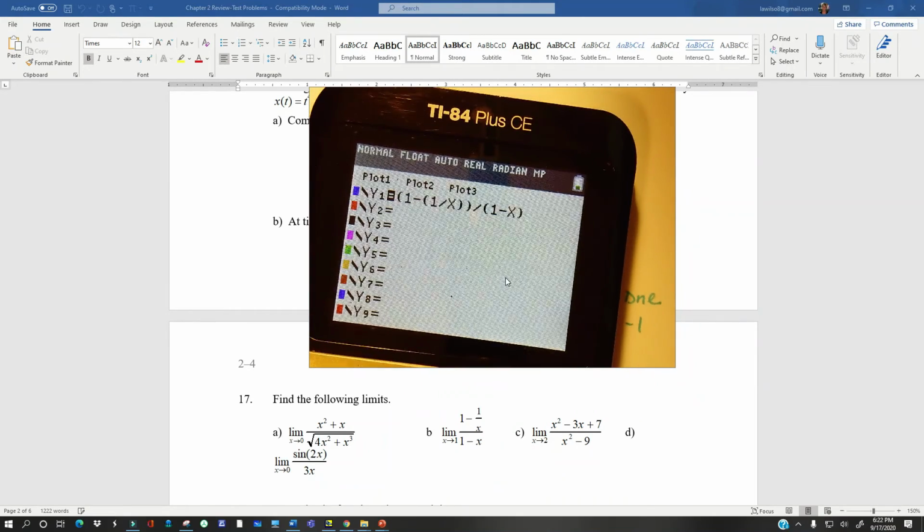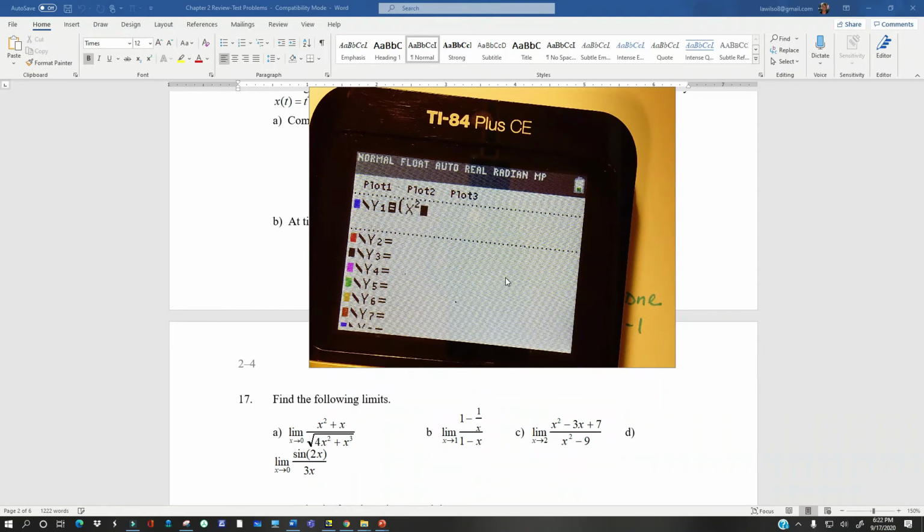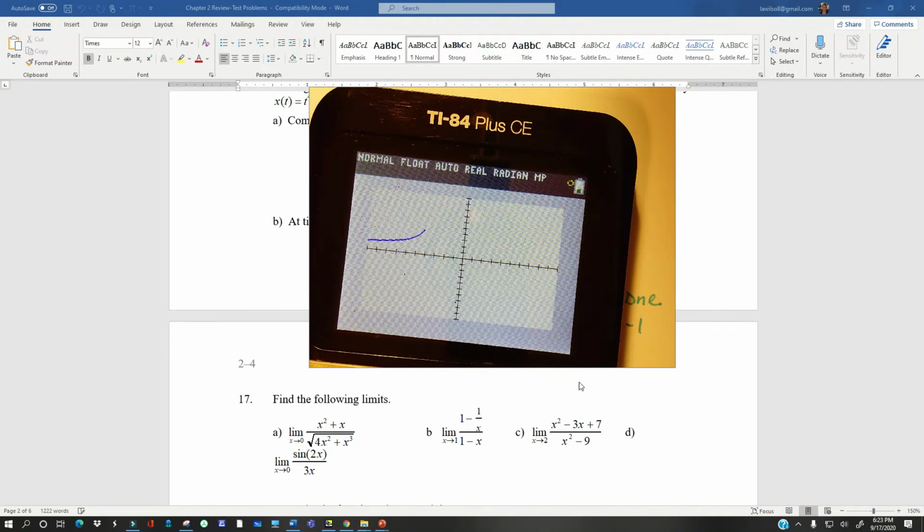Okay, next problem is x squared minus 3x plus 7 divided by x squared minus 9. And we want the limit as the graph approaches 2. So we want the limit right here when x is approaching 2. Well, if we come in from the left, the height looks like it's about a -1 maybe? Again, negative a half-ish.